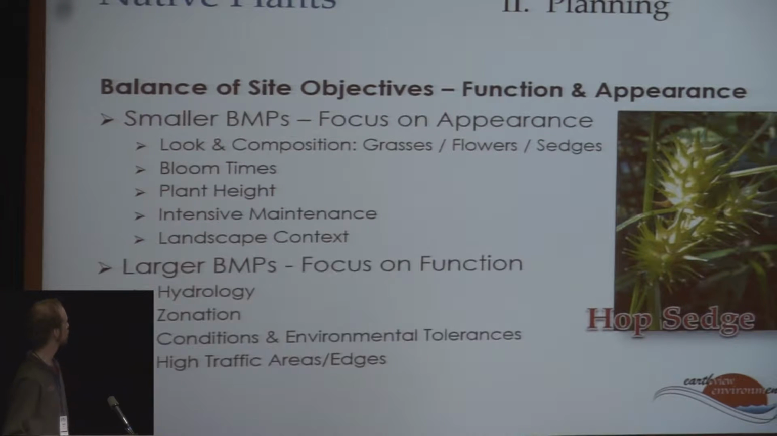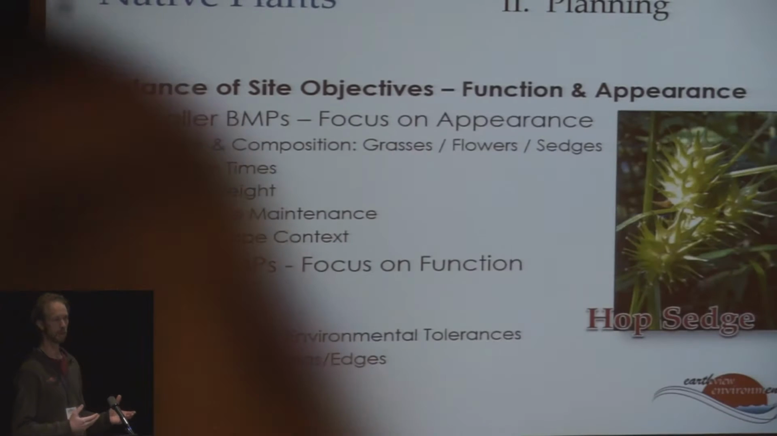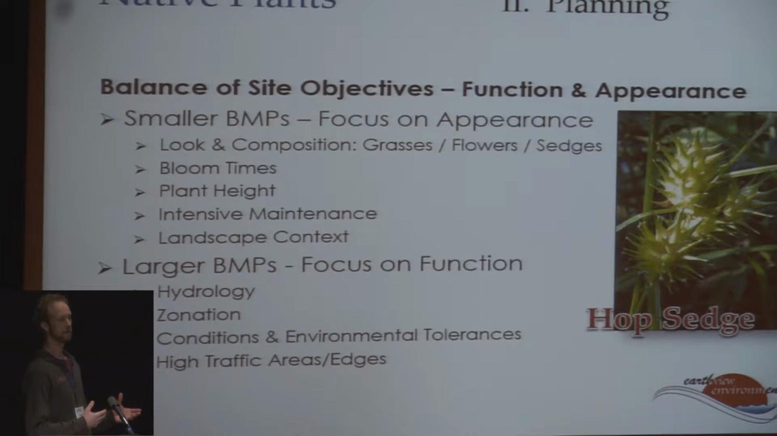And of course, there's landscape context. How does it fit into the larger landscape? Now, in larger BMPs, you need to focus on function. You might need to get into a little bit of engineering. You need to be aware of your hydrology. You don't want to be flooding out your plants, and you don't want to put a bunch of plants that don't do well in arid spaces in a stormwater site that's going to draw down and be dry most of the year. So you've got to be ready for that.